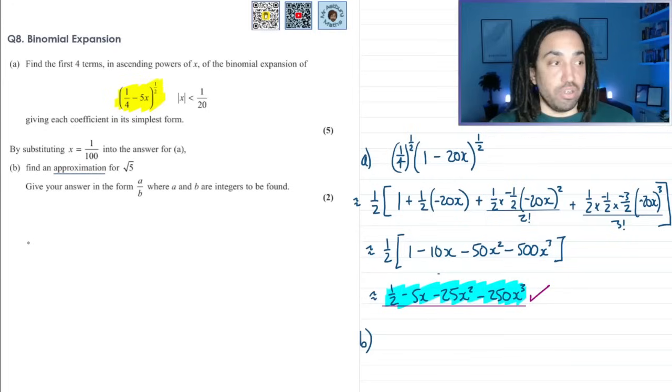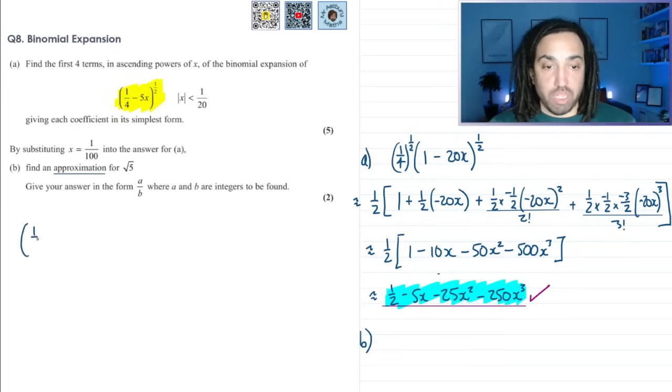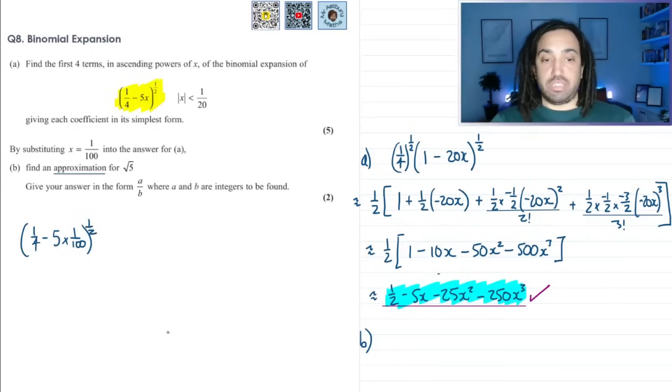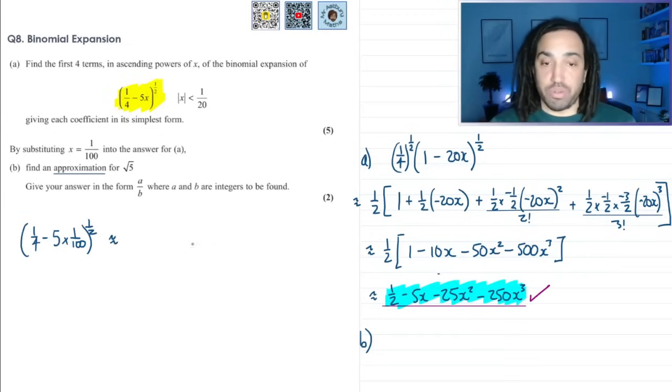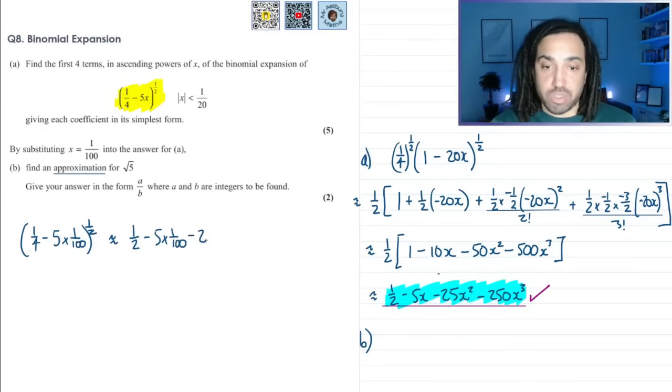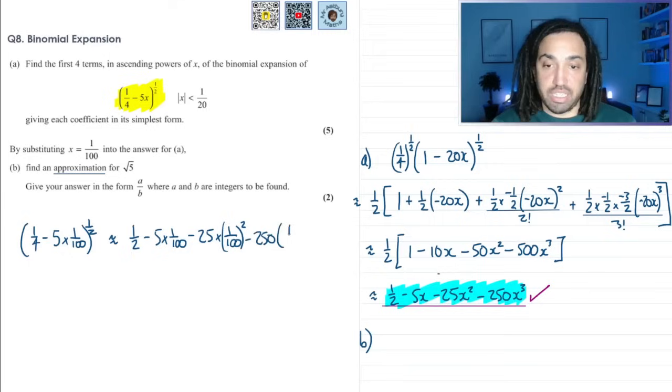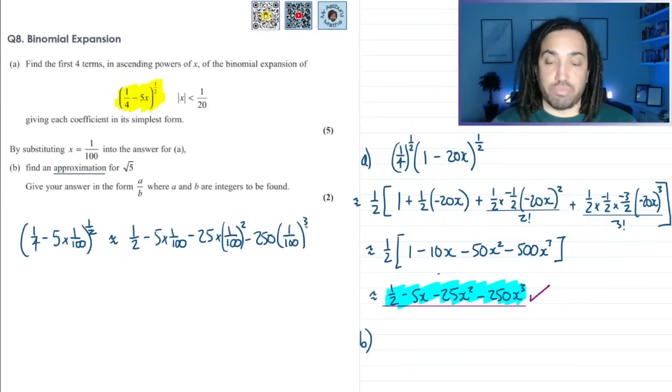So subbing into the yellow is going to give me 1/4 minus 5 multiplied by 100th, and that is to the power of 1/2, like so. And then I'm also going to sub into the blue, which is going to give me 1/2 minus 5 times 100th minus 25 times 100th squared, and then minus 250 times by 100th cubed.